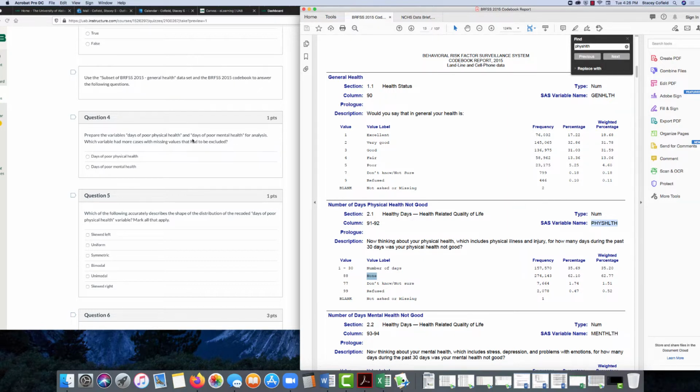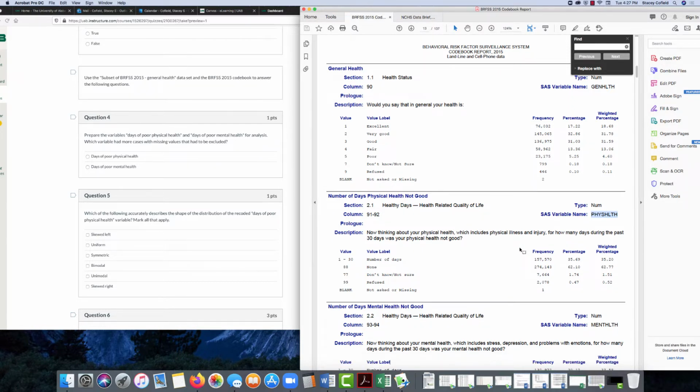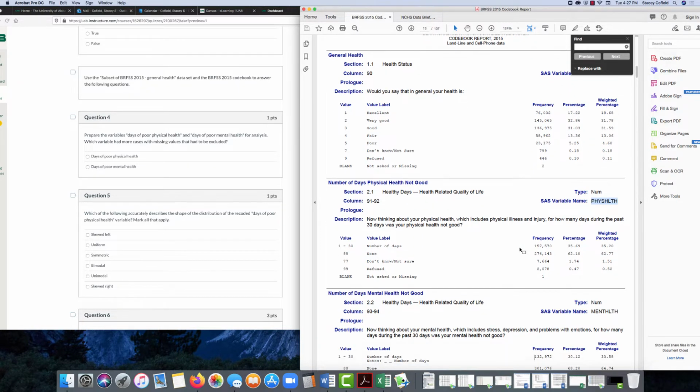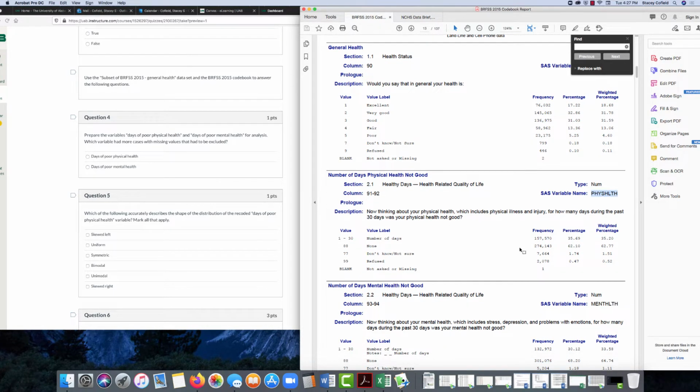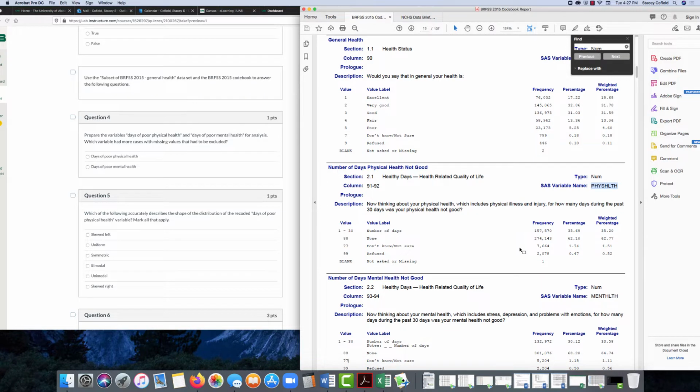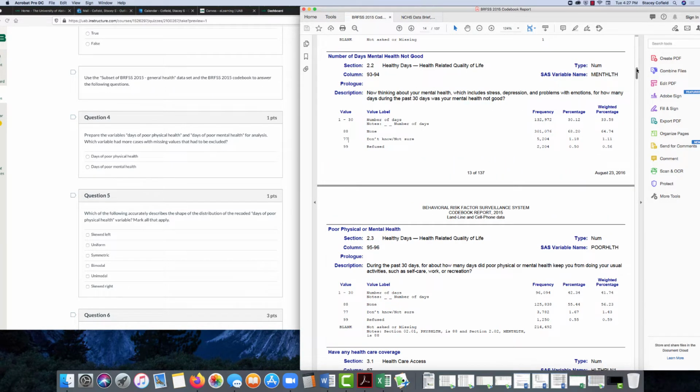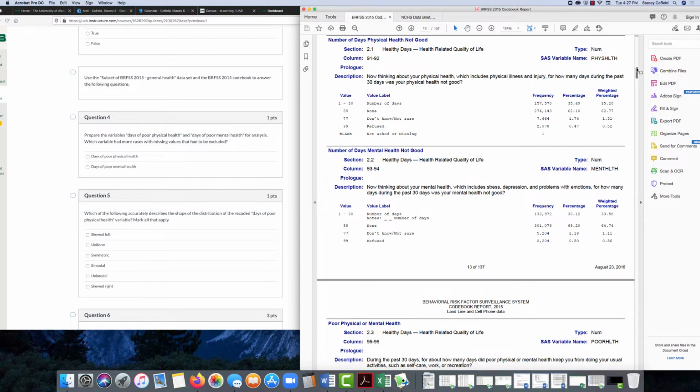This first question asks us which variable has more cases with missing values? You can actually get that answer from the code book. Mental health is actually right below physical health. So if you scroll down and look at both of the number of days here, you can then see what this looks like from the code book. Get them both here in the same.